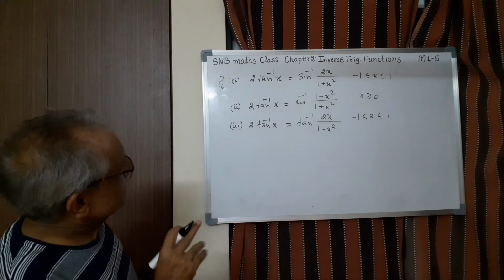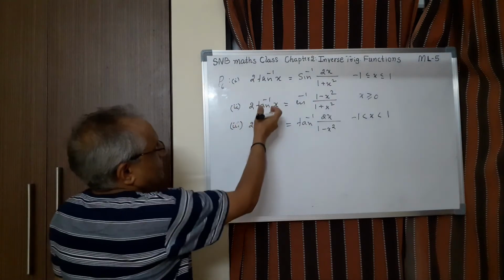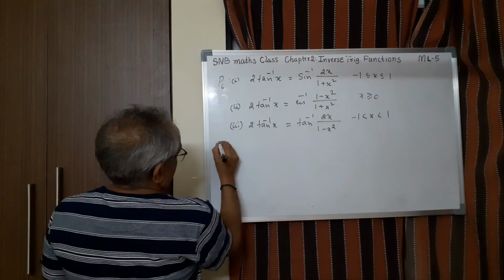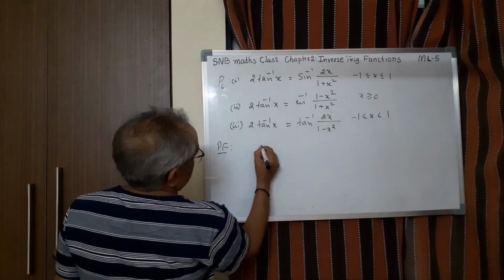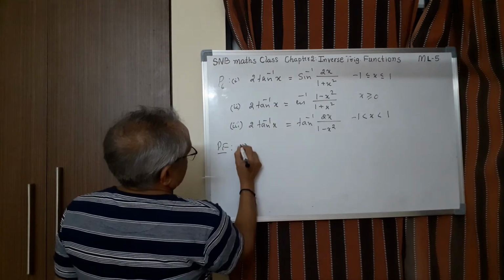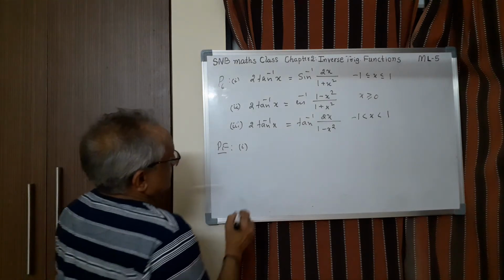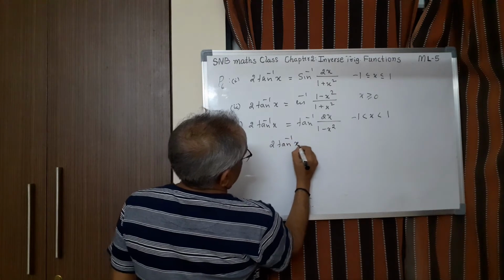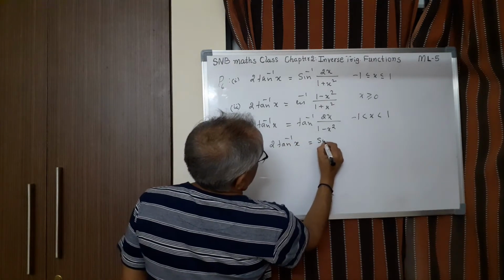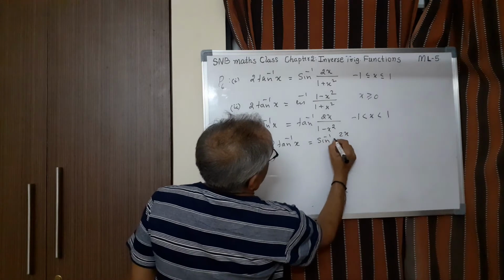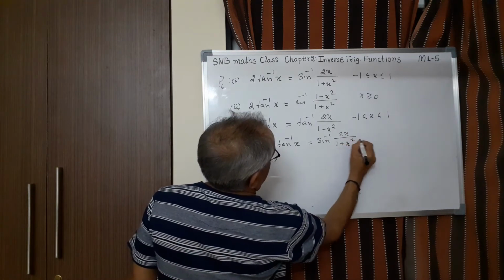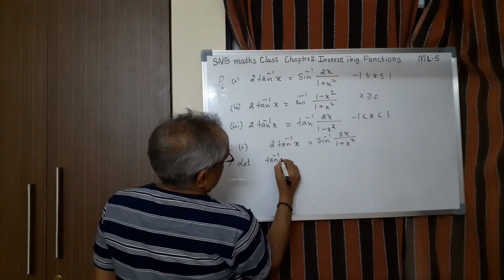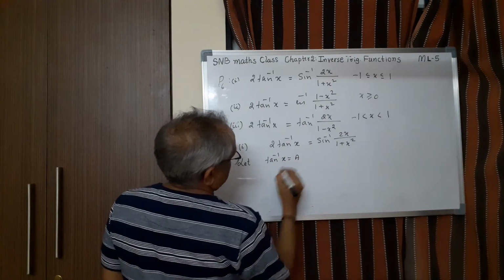Here also, let me prove one of them. The remaining two you can do similarly. Let us take, for example, the first one. So what we have to do is prove this: 2 tan inverse x equals sine inverse 2x by 1 plus x square. Now let tan inverse x equal a.